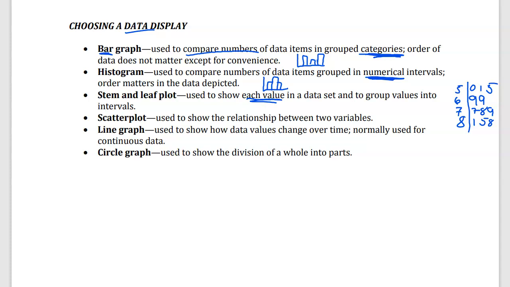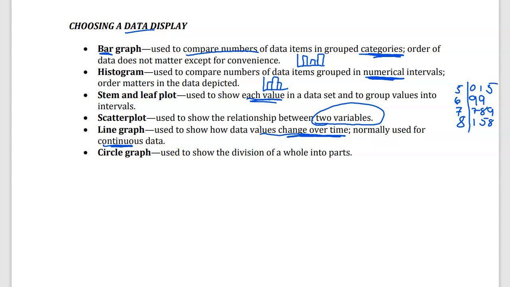A line graph is used to show values, how they change over time. Again, those are usually for continuous data. I skipped the scatter plot, and I apologize. That's to show a relationship between two variables, two numbers that we look at, absences and grades. Maybe it's height and weight. Maybe age and height. Things of that nature.